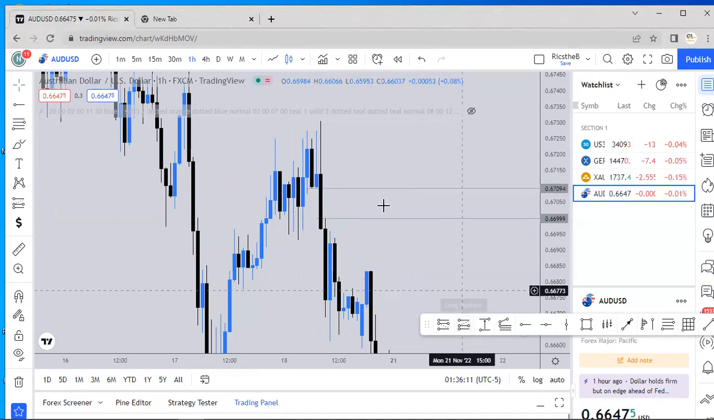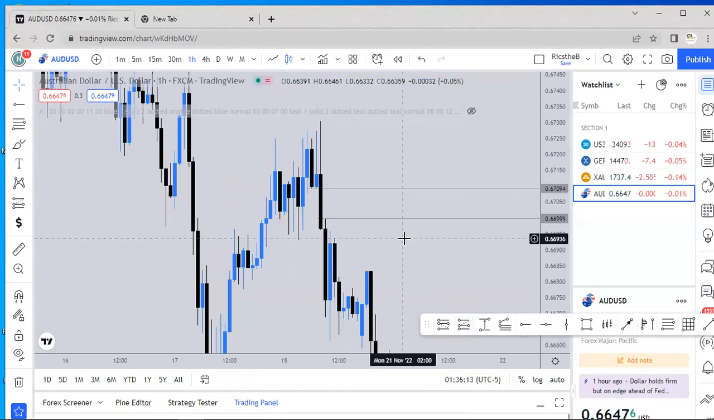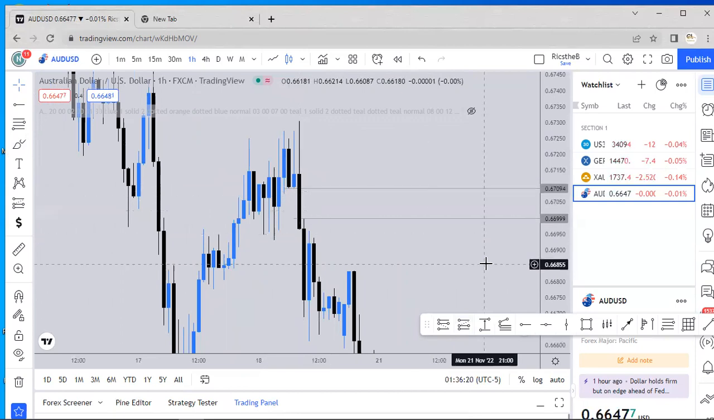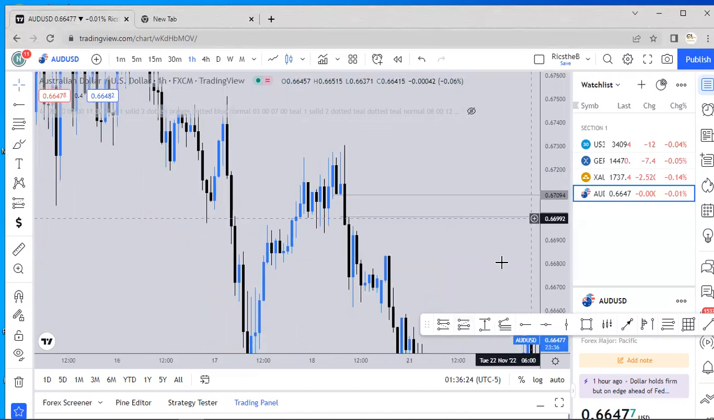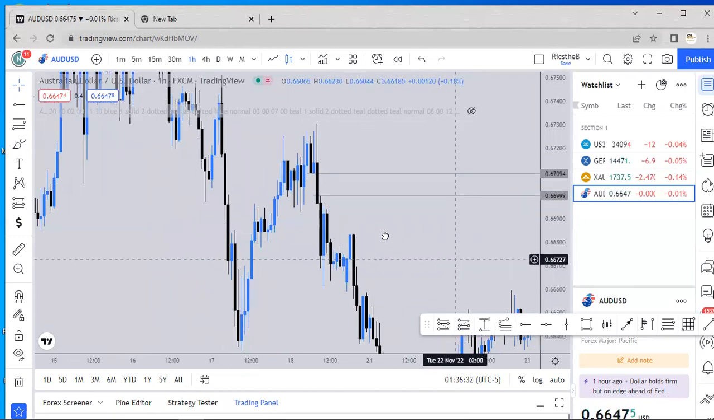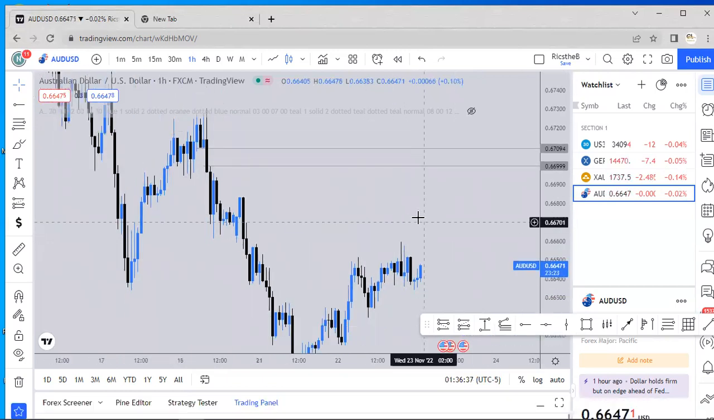But since that never happened, now again we have a scenario where we have an imbalance right here. And this, again, is what we refer to as an imbalance. Imbalances always end up getting filled, but again, it doesn't have to be immediately. It can be some time in the future. So once we are able to identify areas of imbalances, it gets easier for us.